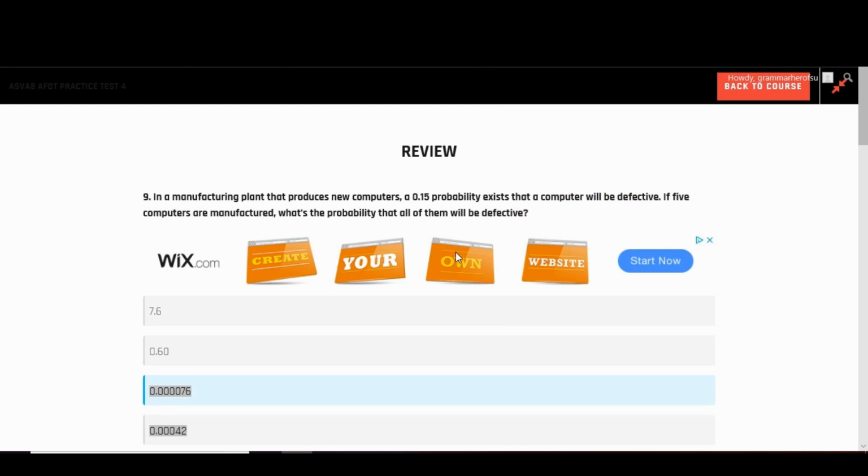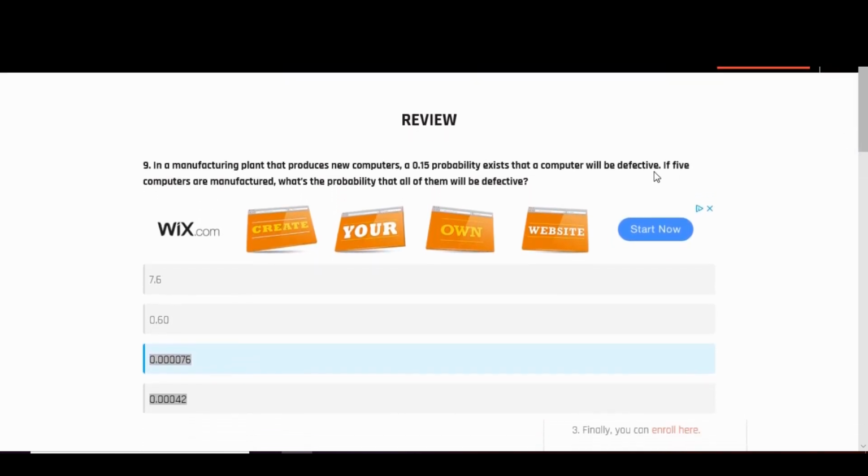All right, number 9 says, in a manufacturing plant that produces new computers, a 0.15 probability exists that a new computer will be defective. If 5 computers are manufactured, what's the probability all of them will be defective? Before I do this problem, I like to try to think through the problem logically. We're given a probability that a computer is going to be defective, and we want to find out the probability all of them are going to be defective.